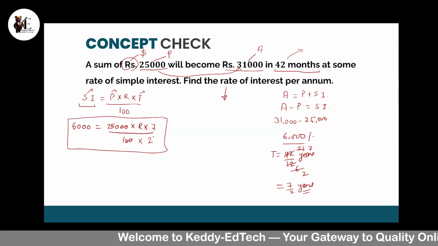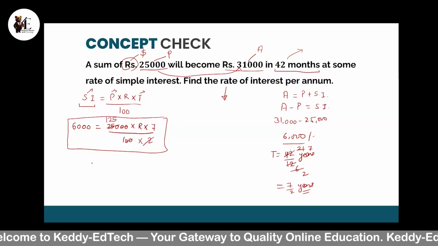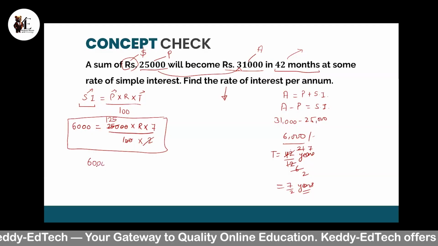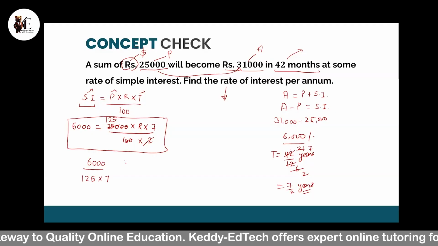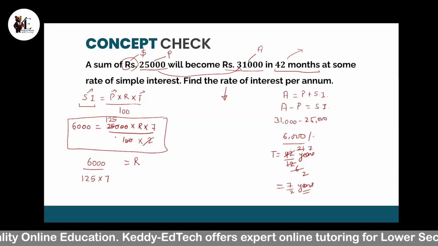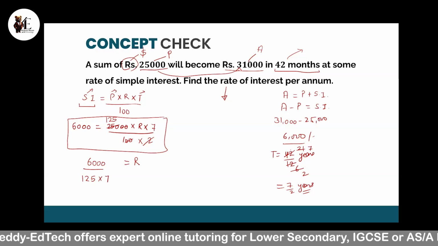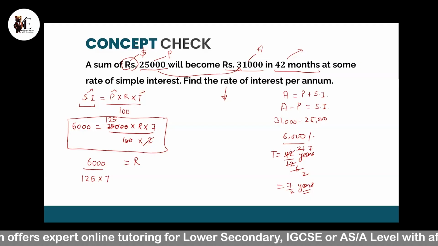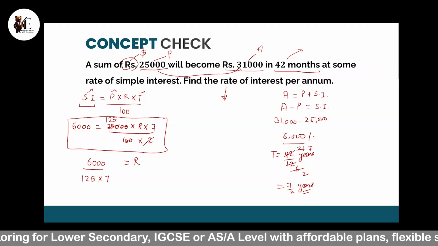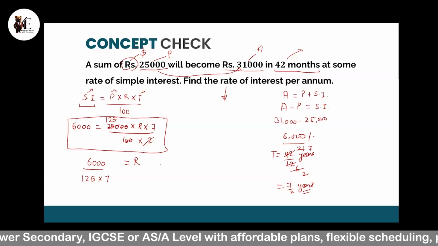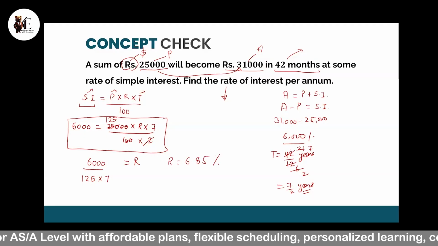250 by 2, so I will be getting 125. So 6,000 over 125 into 7 is equal to R. So let me use the calculator. If I divide that 6,000 by 125, I will be getting 48. And then if I divide 48 by 7, the rate will be 6.85%.